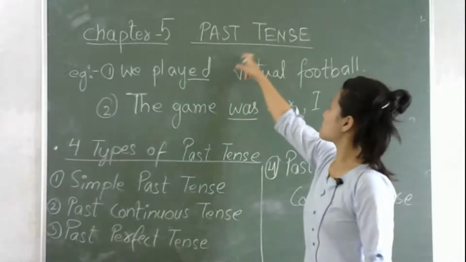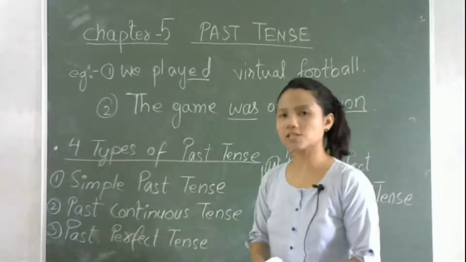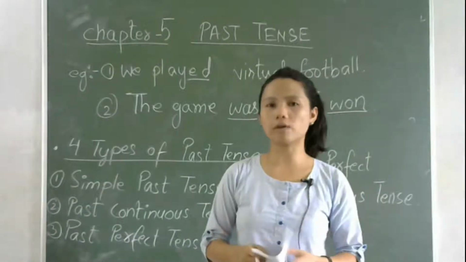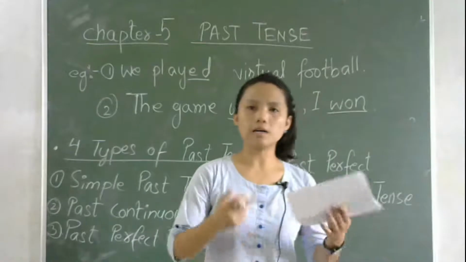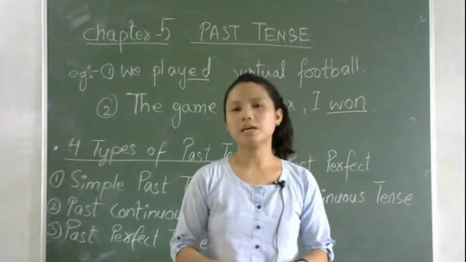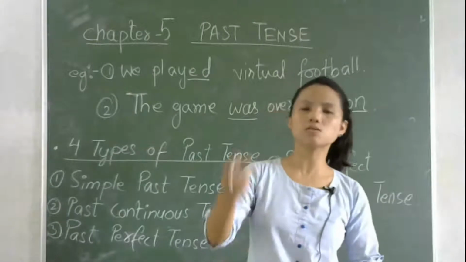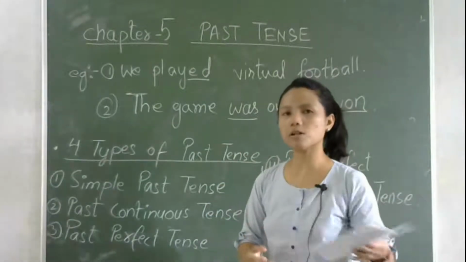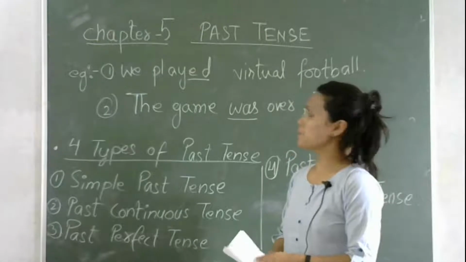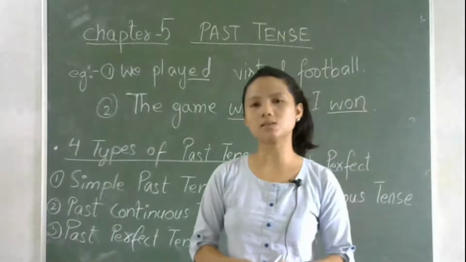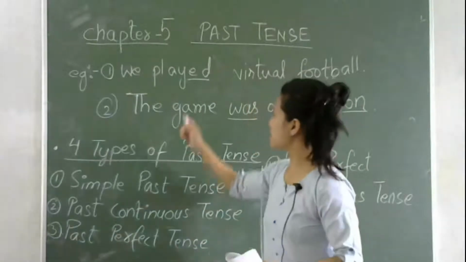Past tense means an action or something that has already happened in the past, or action that has occurred. In the past, maybe yesterday, the day before yesterday, 1 year back, or maybe thousands of years back. So that is called the past tense. How do we know if a sentence is in the past tense or the future tense? Let's see the example here.